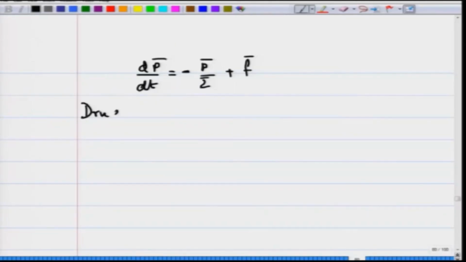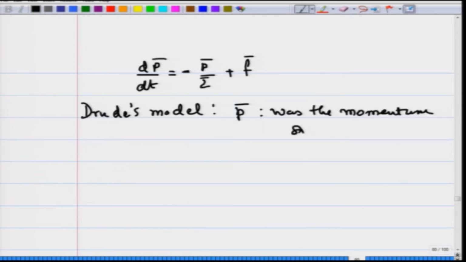But in the Drude model of the conductivity of the electron, p was the momentum of an individual electron. However, the moment you start talking of individual electrons within the Sommerfeld model of the solid, you land up in problems, and the simple reason is this: take F equal to 0.